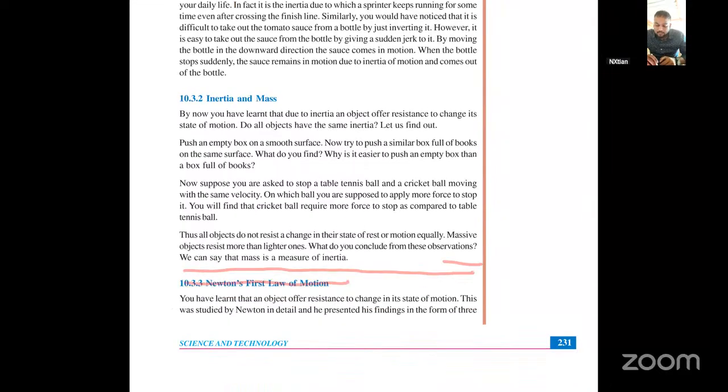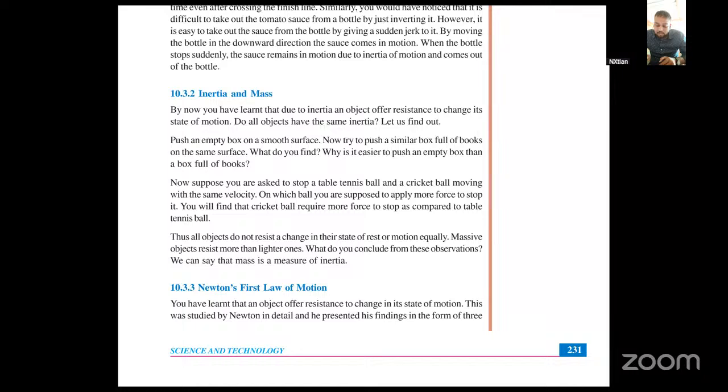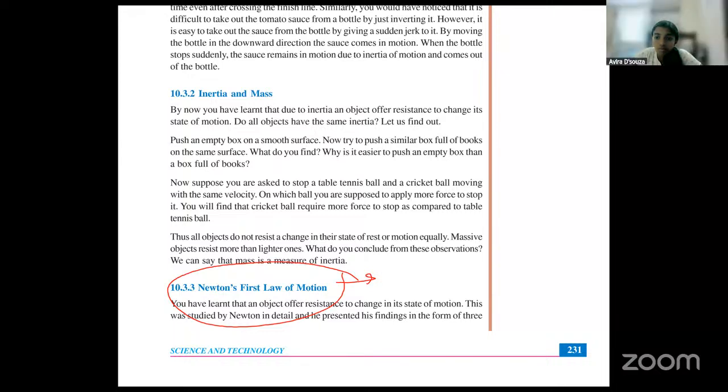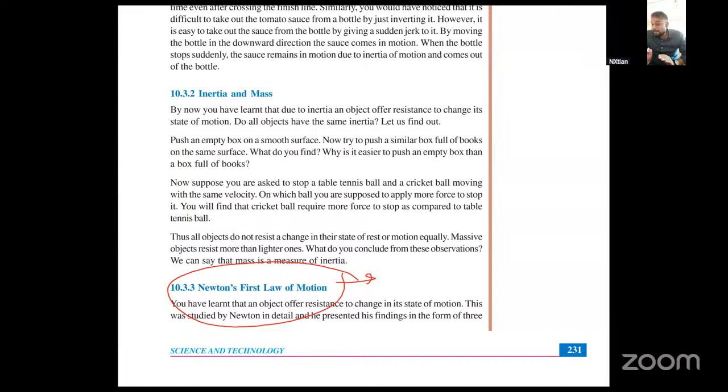Okay. So now we will learn about Newton's first law. First law of Newton. Listen now. Newton's first law says until and unless an unbalanced force is applied on an object, it will not move. I will repeat it again.